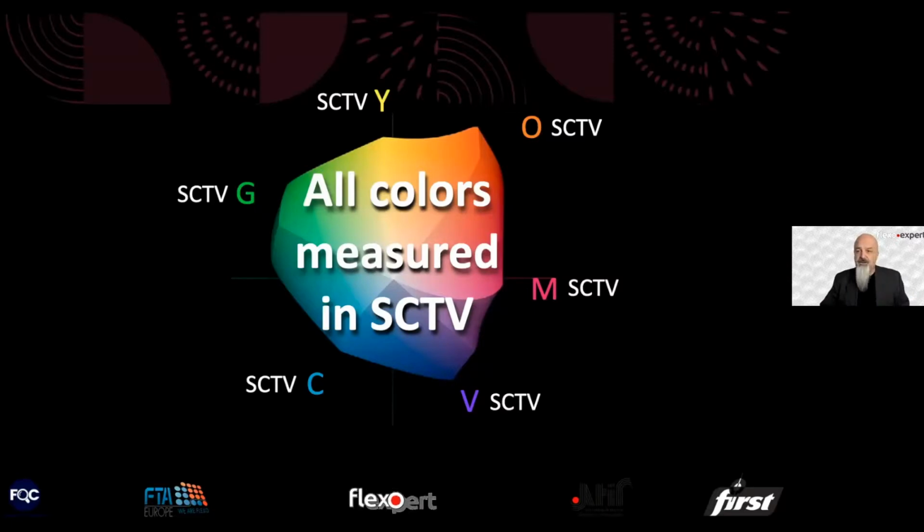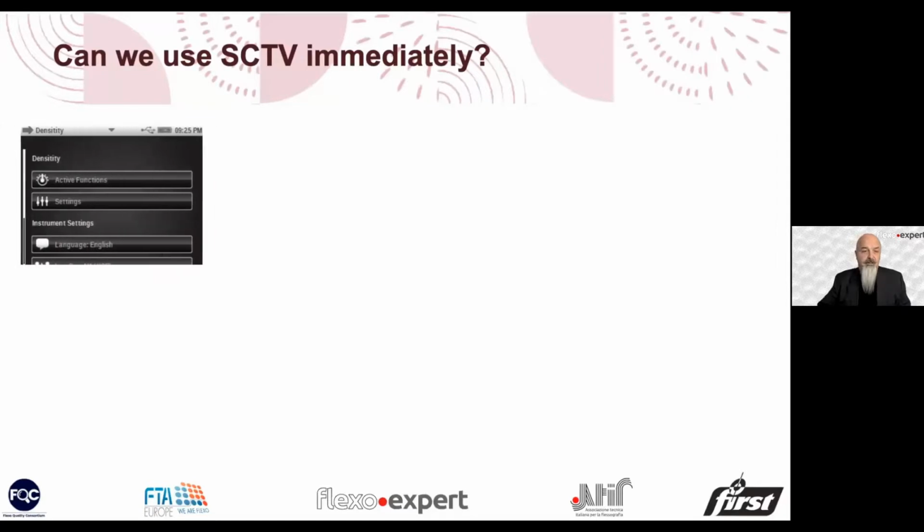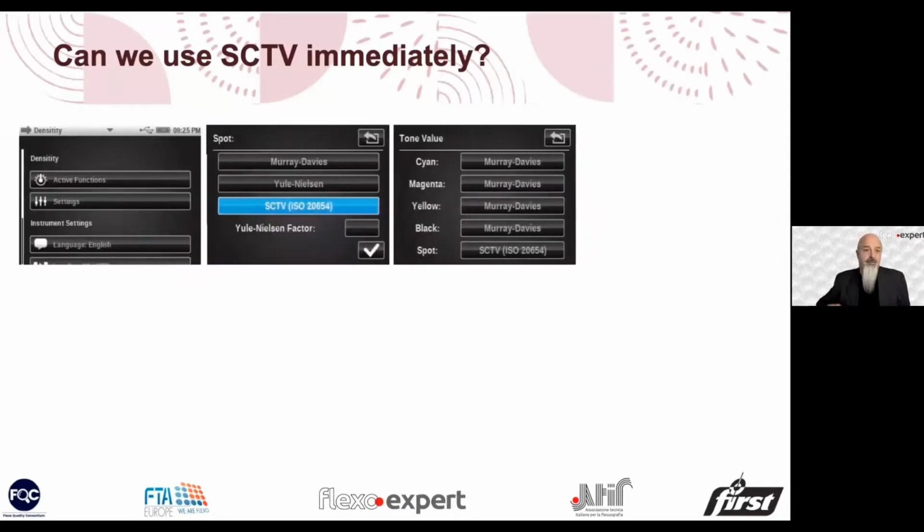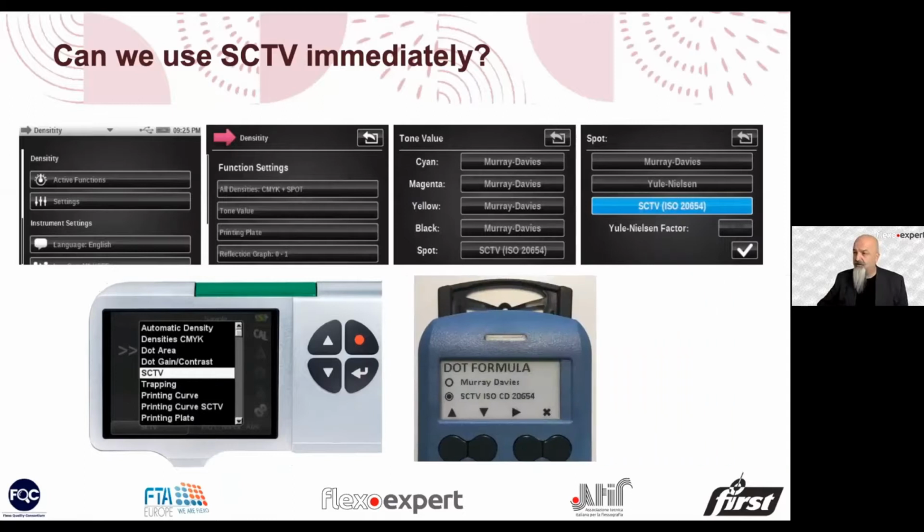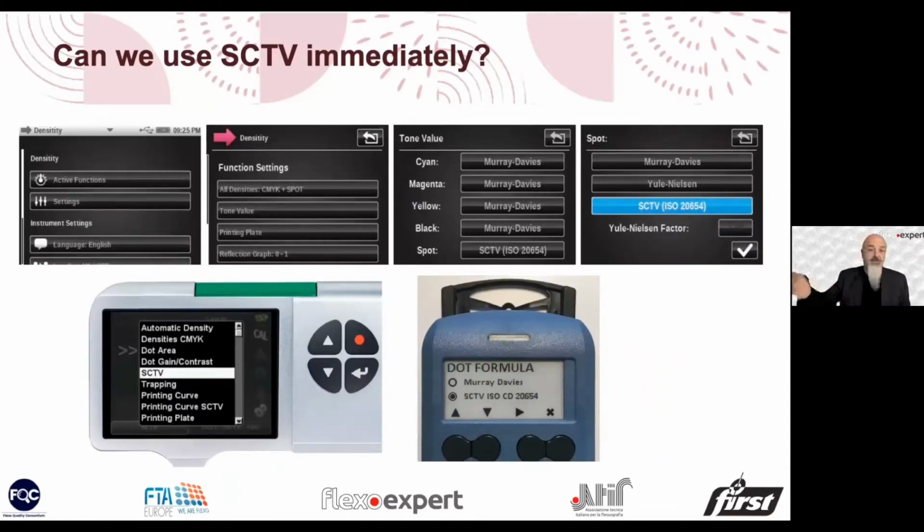And now to answer the question of the person that wanted to know about the different measurement instruments. Sorry if I forgot some of them. I just took the ones I had available. Is there anything else that prevents implementing SCTV immediately? As I said, not really. We can start using it straight away. All spectrodensitometers available on the market are suitable and include SCTV in their settings. So you can just select the function on your preferred instrument and use it immediately.